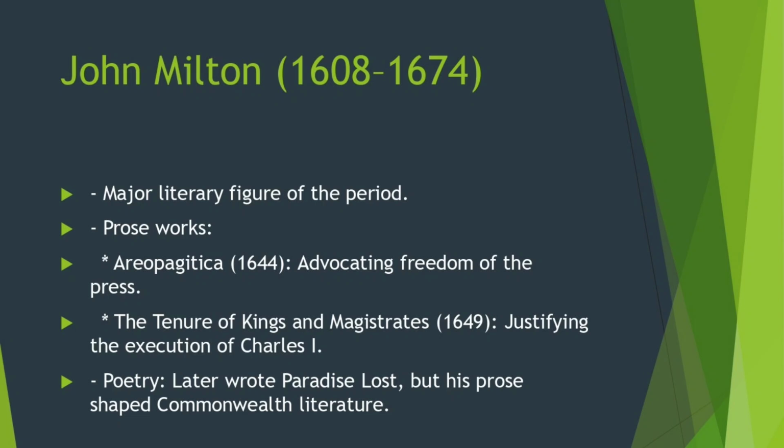Milton into this. John Milton was born in 1608 and he died in 1674. So, he was considered a major literary figure of this particular period. He was known for his prose writings during this time, such as the Areopagitica, which was published in 1644. This particular work was a powerful plea for the freedom of the press. And the Tenure of Kings and Magistrates, which was published in 1649, this particular work justifies the execution of Charles the First.